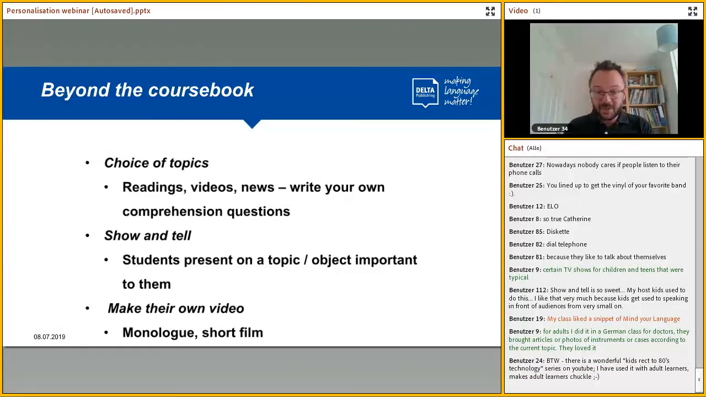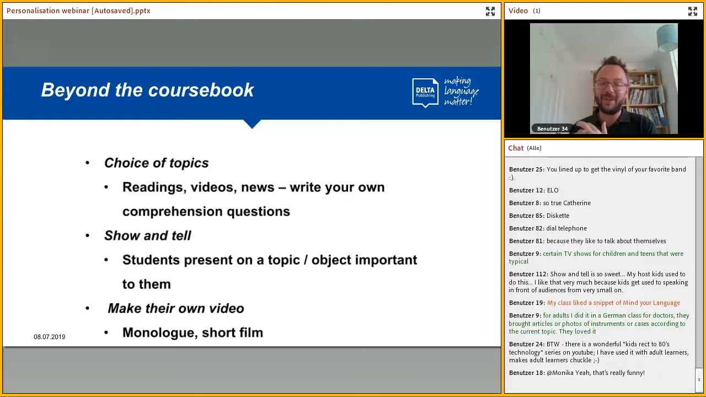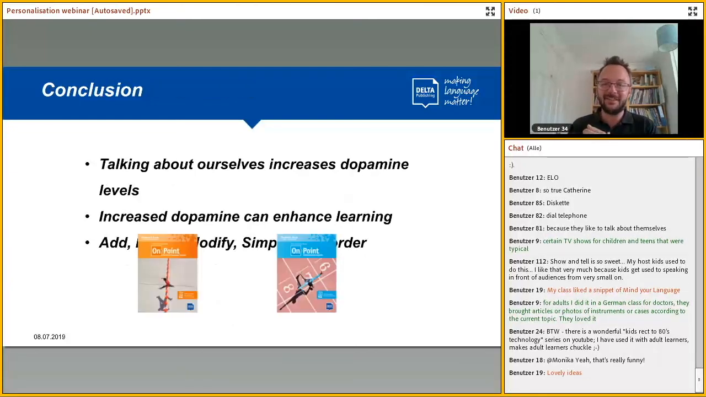For adults, I did this in German class with doctors. They brought articles or photos of instruments or cases according to the topic. They loved it. Yeah, there are so many different ways that you can do that. Engage. Kids react to 80s technology on YouTube. Yeah, I've seen that. That is quite funny. Often you don't have to go to the 80s. Bring out some of the 90s technology and they freak out. Yeah, that is very funny.